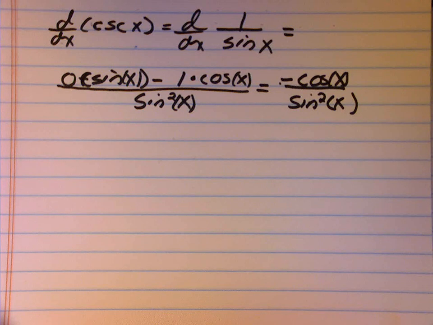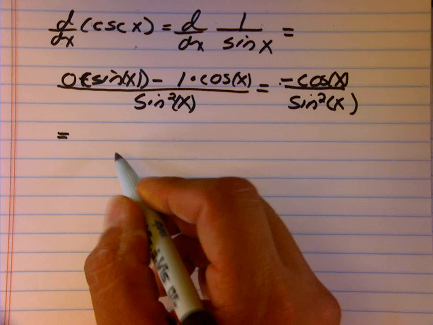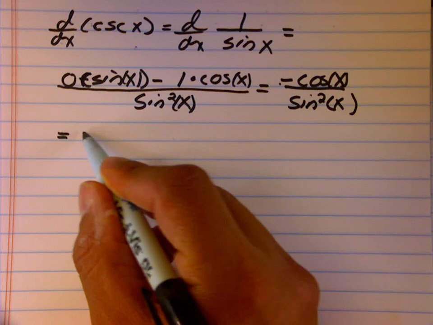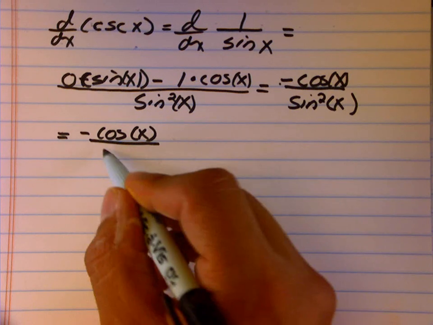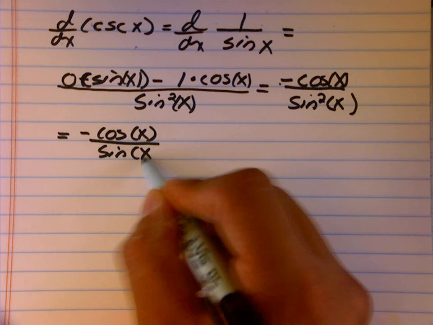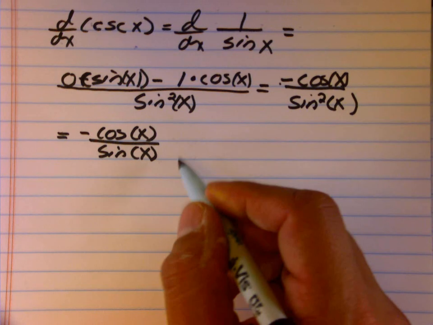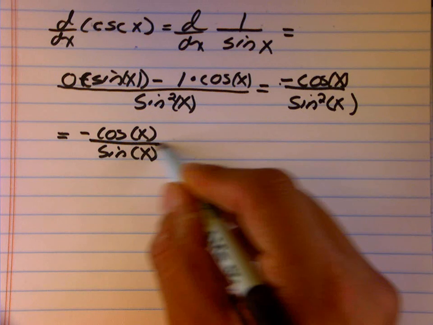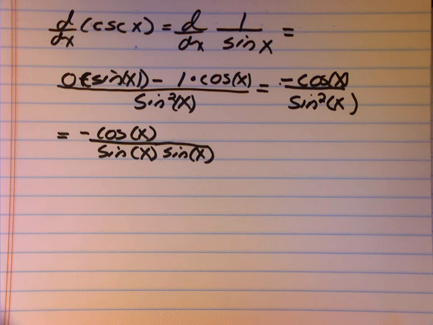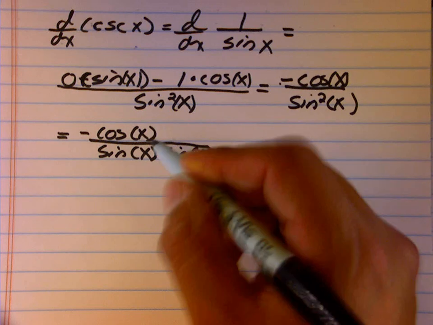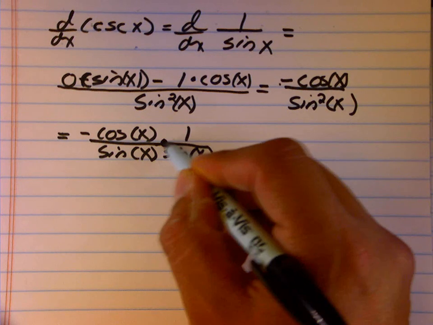Now, I'm going to split this into two pieces. So, first piece is negative cosine of x over sine of x. Wait a second. I cannot split that. Hang on. I'm just going to split the bottom. There we go. And I'll notice that I actually can split this into two fractions with multiplication.